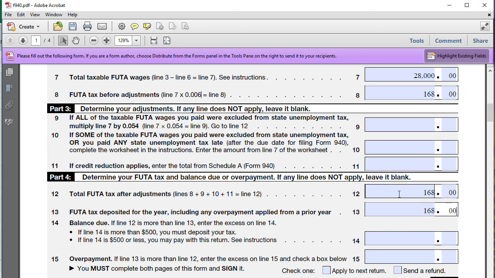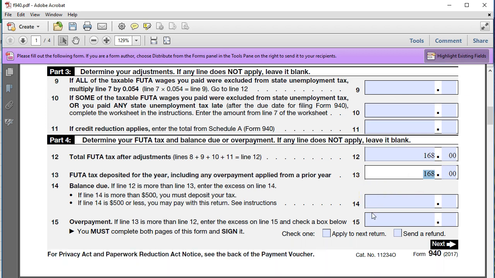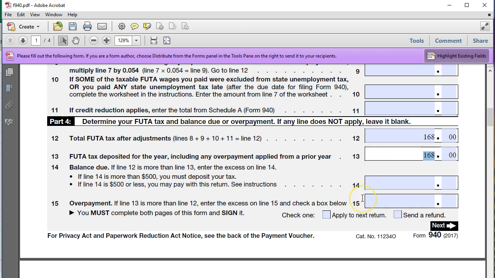168.00. So we're telling the IRS the story. Here's how much we owe. We can see the calculation. You can see the liability. Here's how much we paid. And so we can tell them that same story. And hopefully we owe nothing after that point.